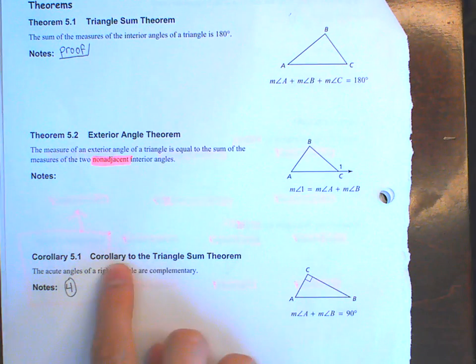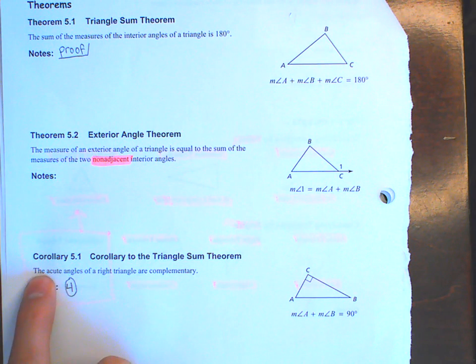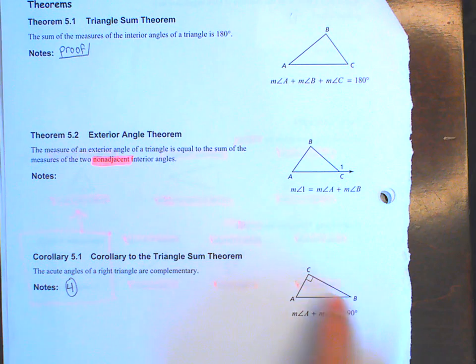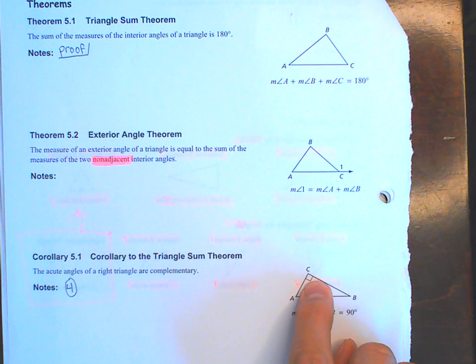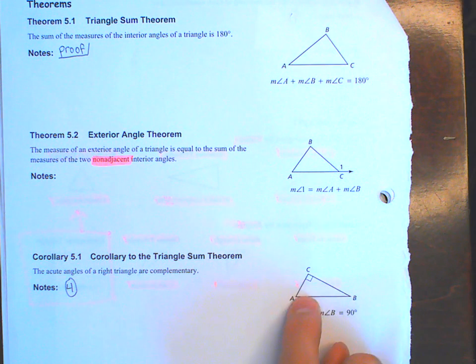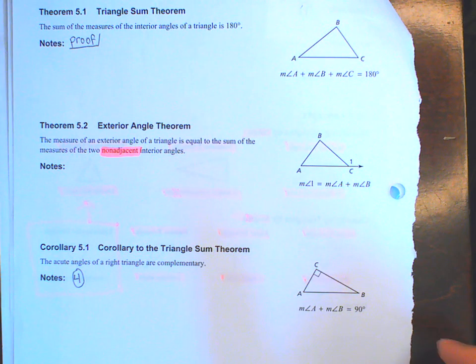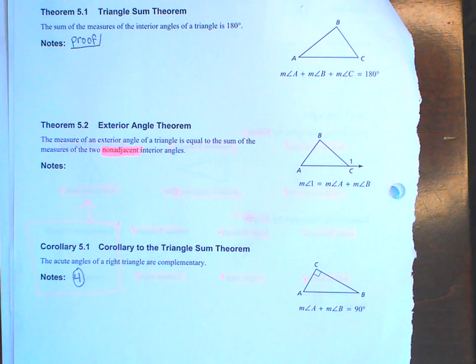So this is a corollary to the top one right here. It says this: the acute angles of a right triangle are complementary. And it makes sense because if all of these add up to 180, and this one here is a right angle, that means that this is 90. If you subtract that from 180, that only leaves these two to have a sum of 90 degrees, making them complementary. Okay. Now what we're going to do is we're going to prove the triangle sum theorem.